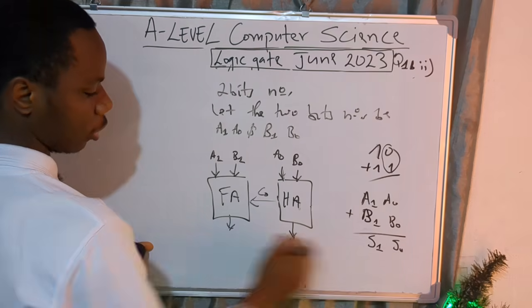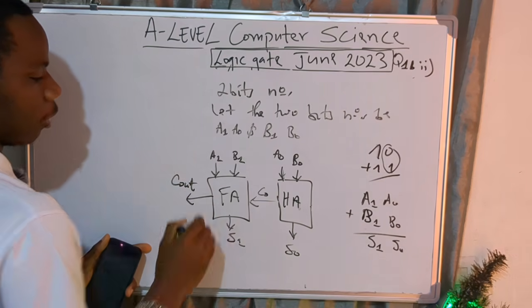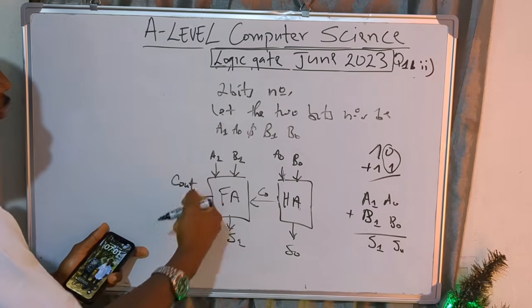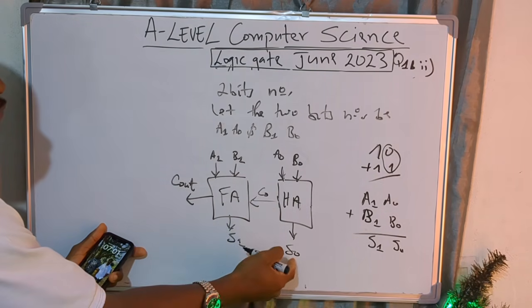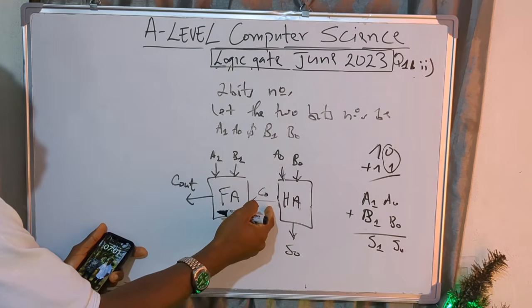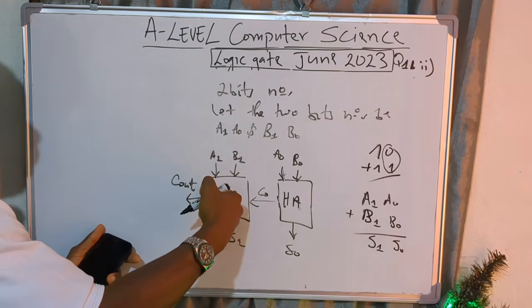A sum. Let me call that S1. And the last one here, let me just call it C out. Because when you are having full adder, you must always produce what? Sum and carry out. Even half adder, you must also always produce what? The sum and carry. Good. And this carry here becomes the carry in of this full adder. Take note of things like that.